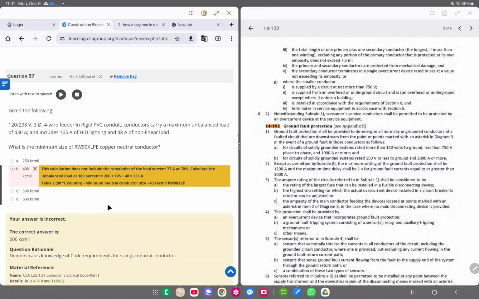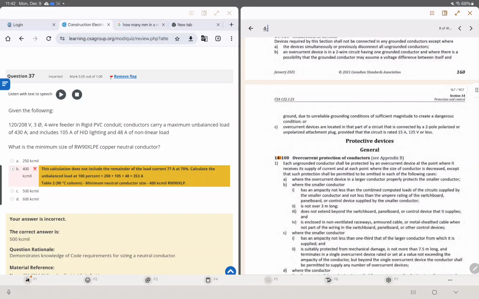Given the following, this is an unbalanced load question. And you got 120/208 volts, 4-wire feeder and rigid PVC conduit. Conductors carry a maximum unbalanced load of 430 amps and includes 105 amps of HID lighting and 48 amps of nonlinear. So this code specifically is somewhere in those neutral conductor codes. It's 4-018.